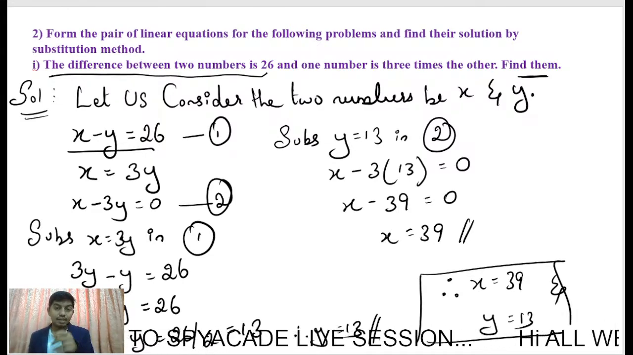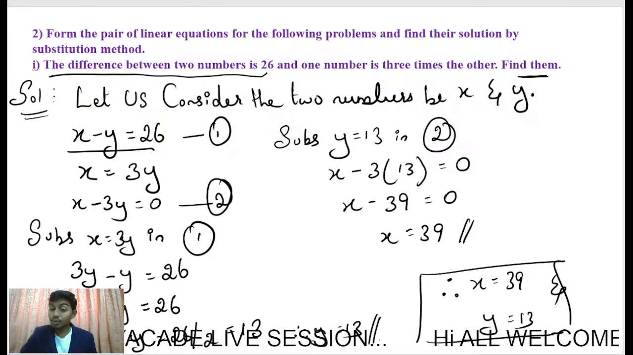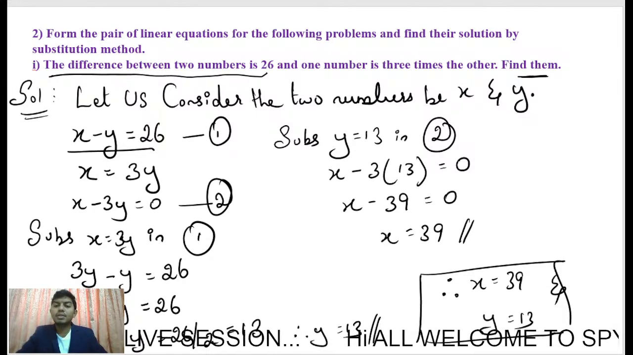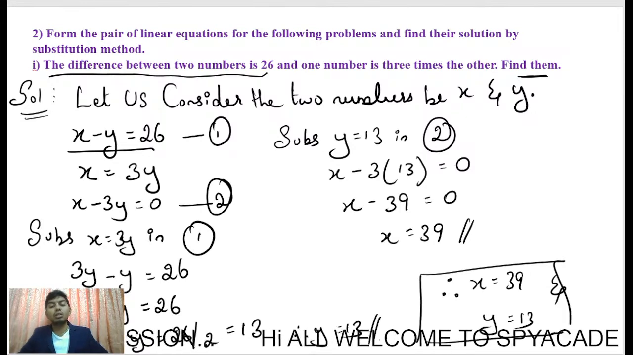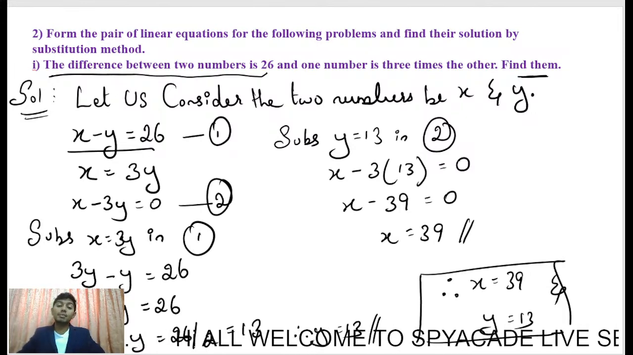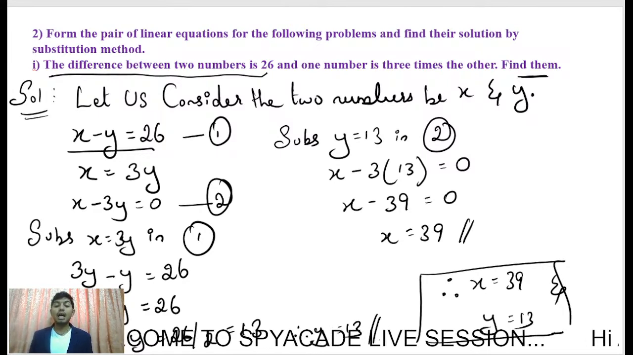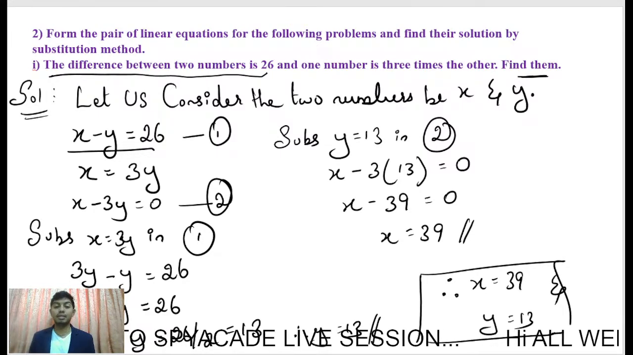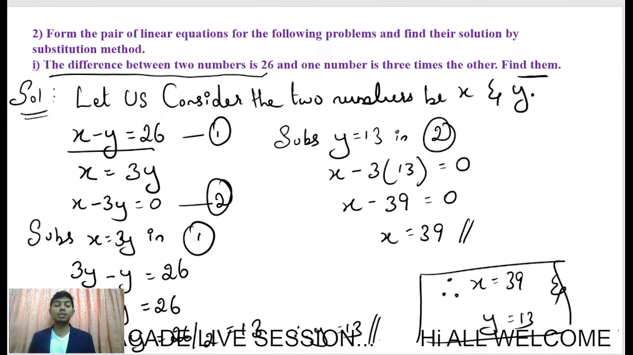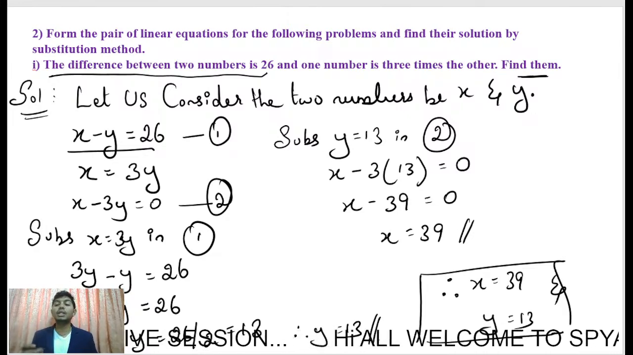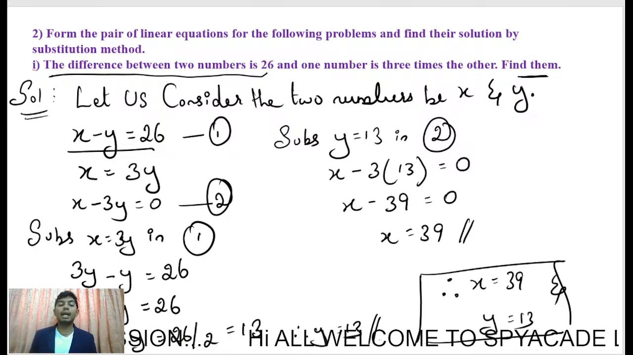Now if you go back to the question, you will be able to relate this. One number is 3 times the other number. Is it right or wrong? Obviously it's right, and we found the numbers are 39 and 13. So you have to give the conclusion. Therefore the numbers are 13 and 39.